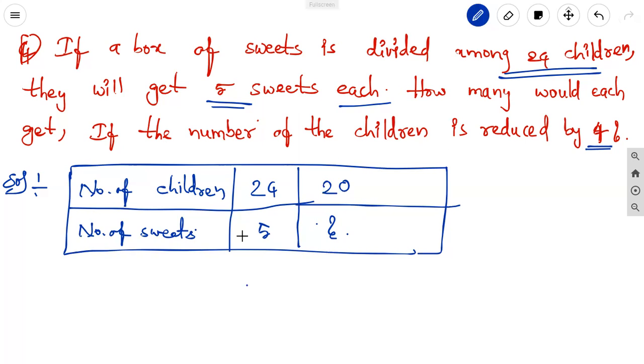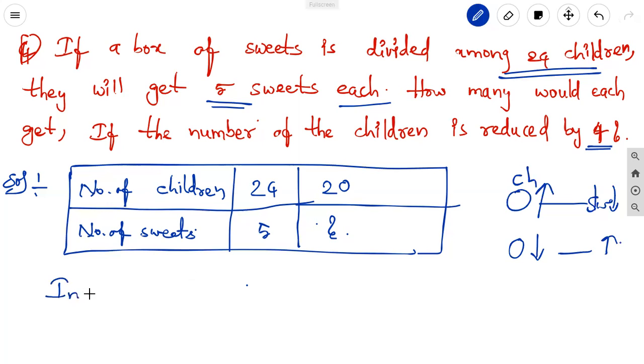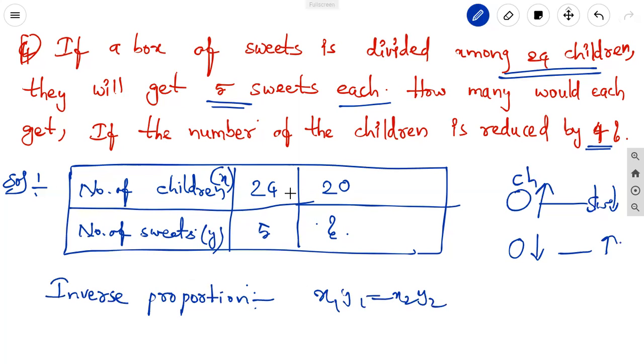If the children are more, the sweets are less. If the children are less, the sweets are more. Here children are less, so how many sweets? It is in inverse proportion. The inverse proportion relation is x1 y1 equals x2 y2. Here the number of children is denoted by x, the number of sweets by y.